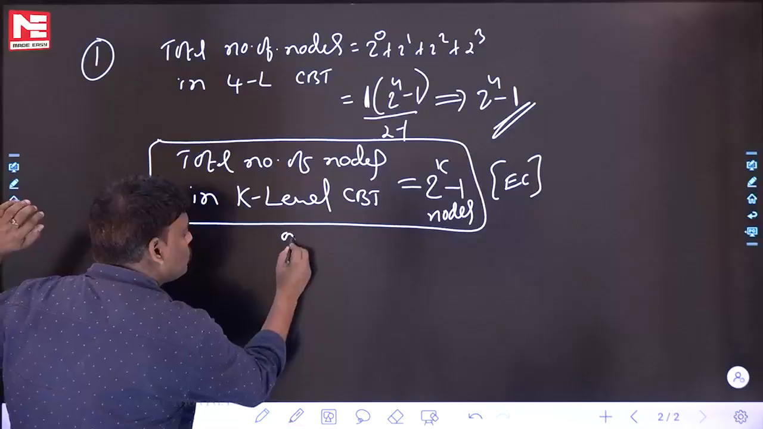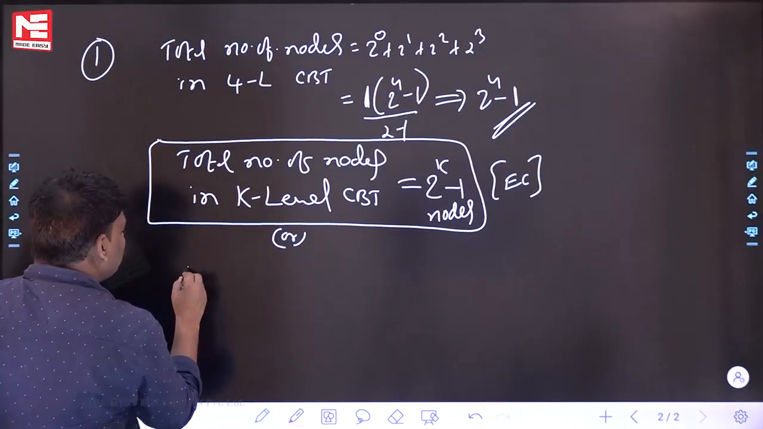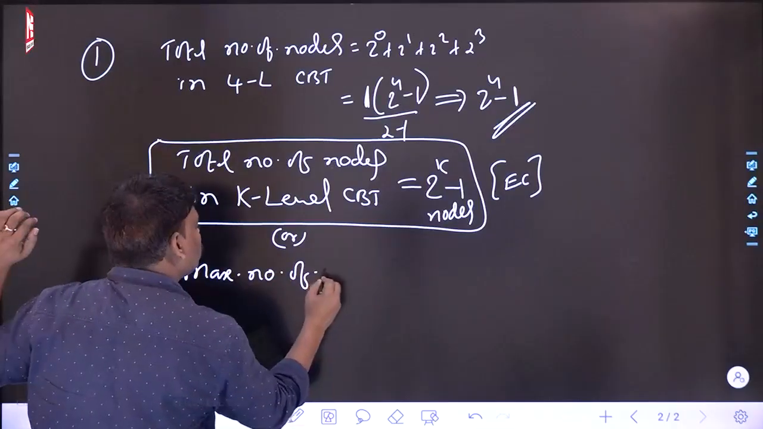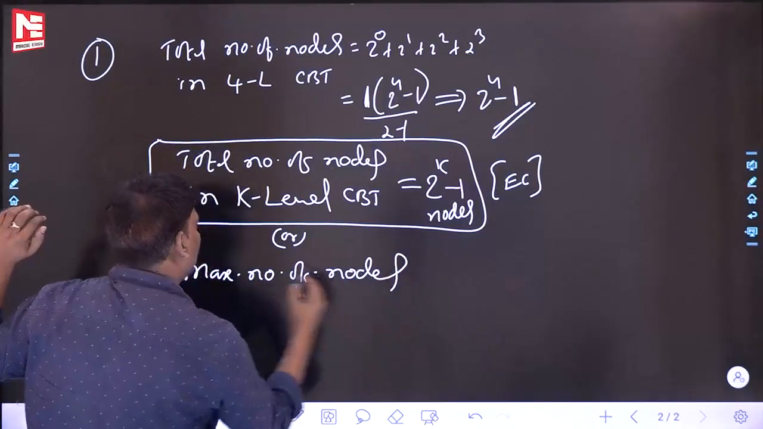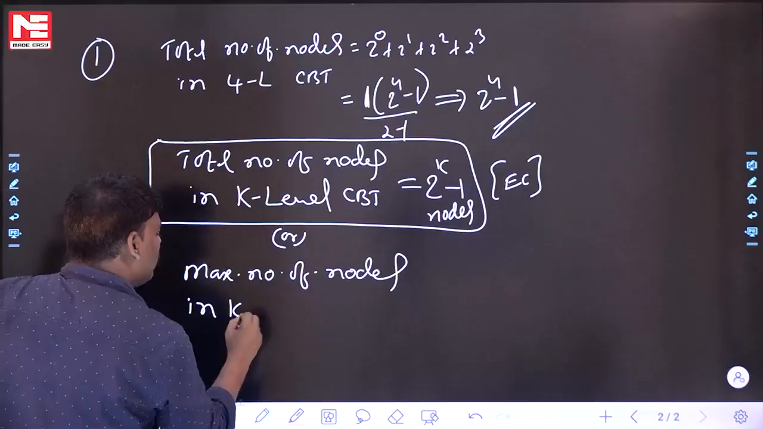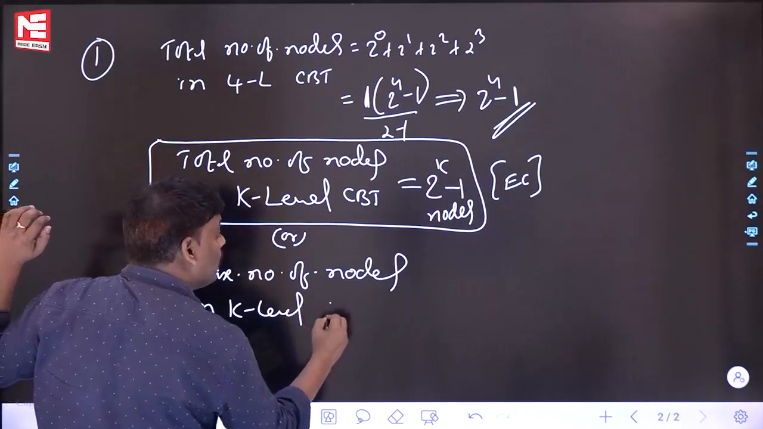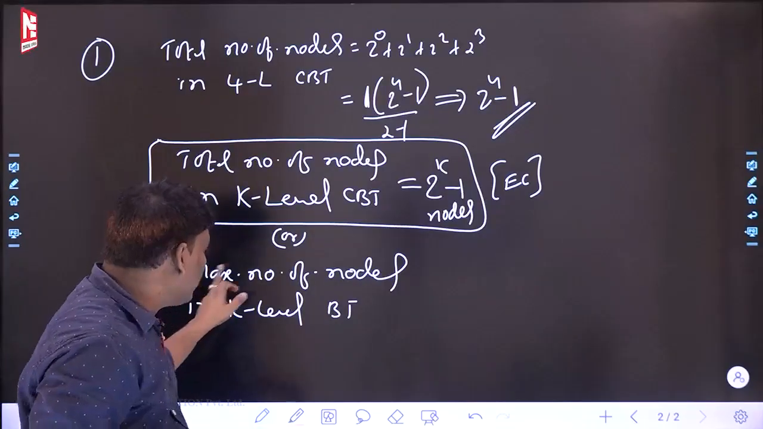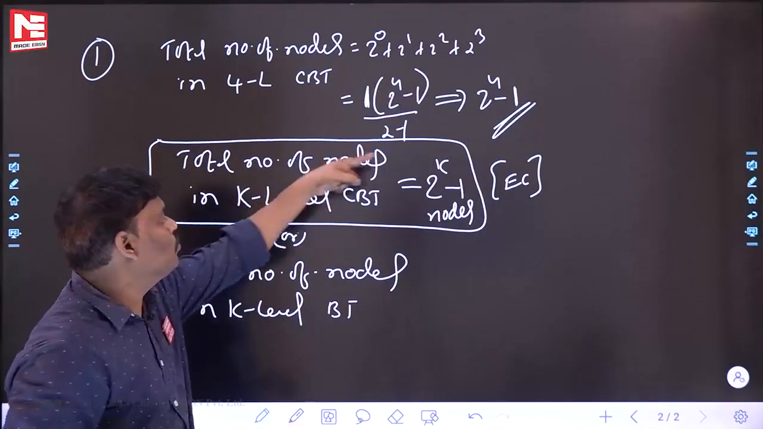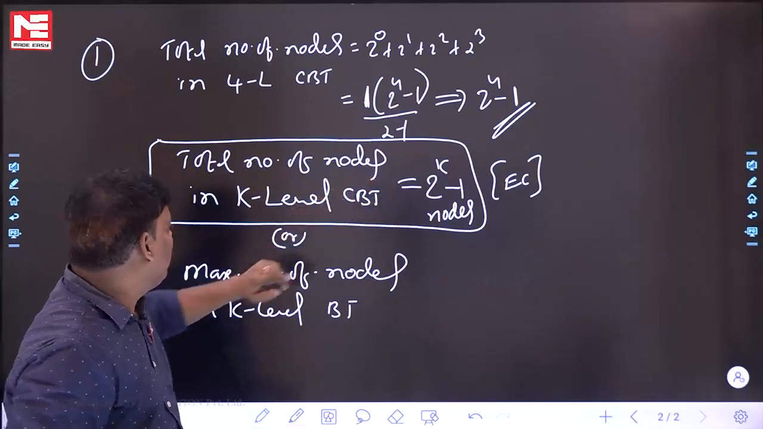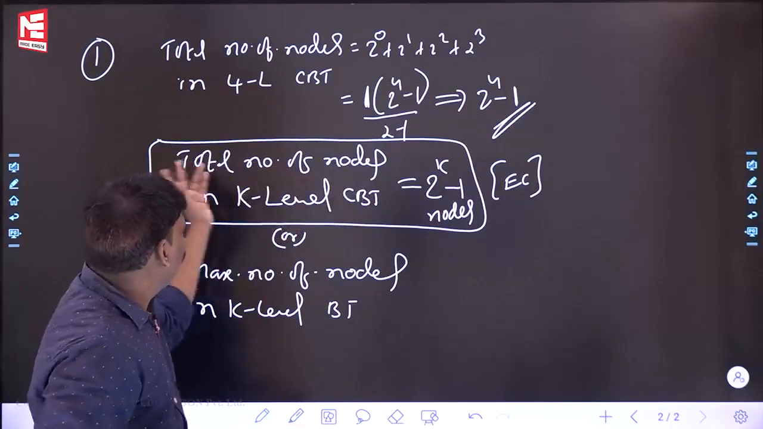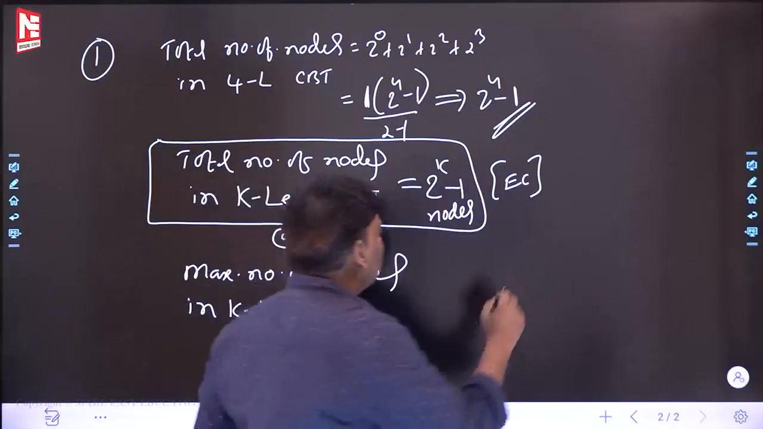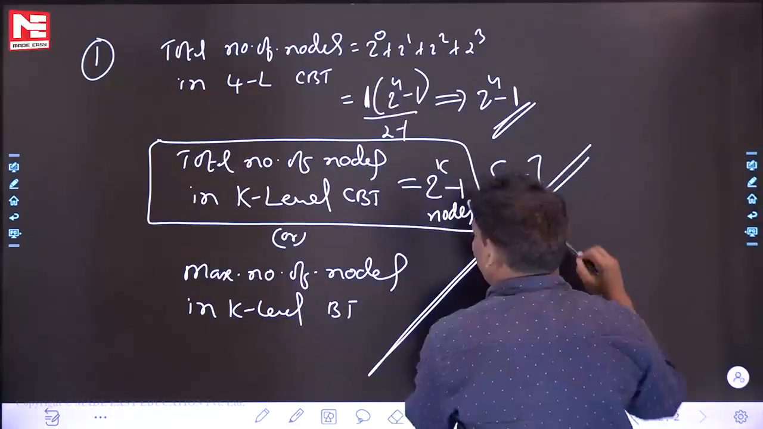The same thing can be written like this. See this one, total, right? Maximum number of nodes in K level binary tree. When you say maximum, it is this only. When you say complete, no maximum, no minimum, everything is this only. You know this very well. Same story. What is the answer here?